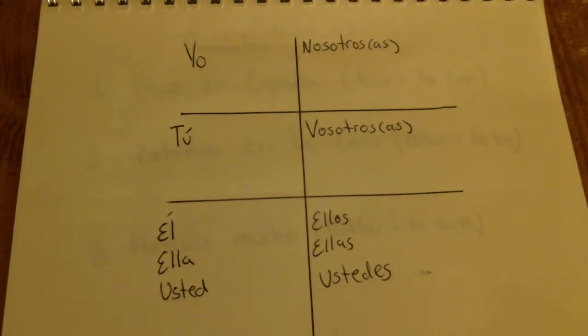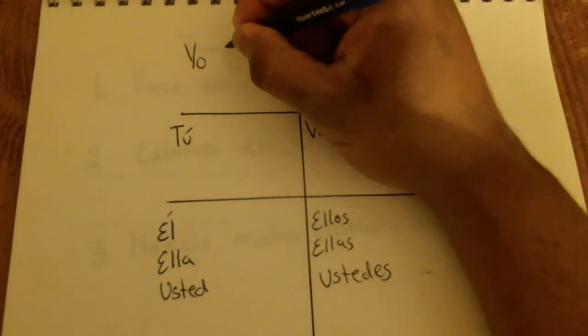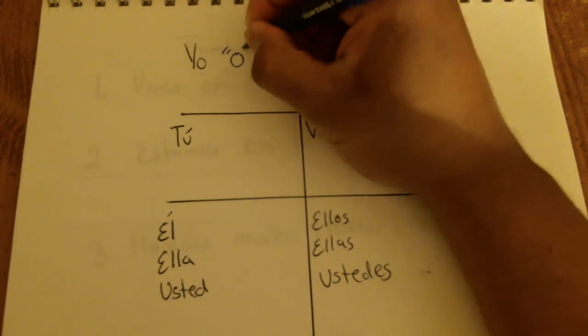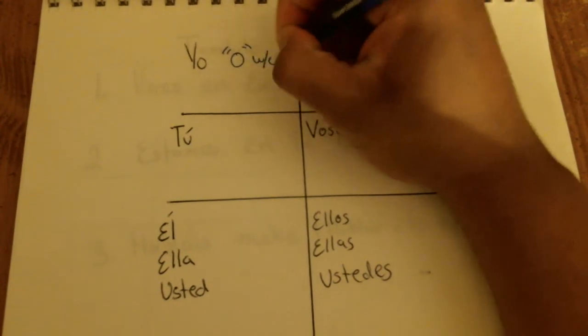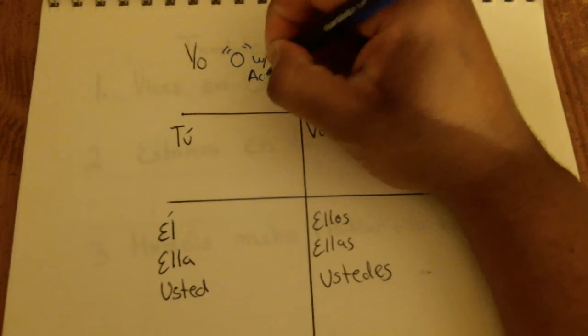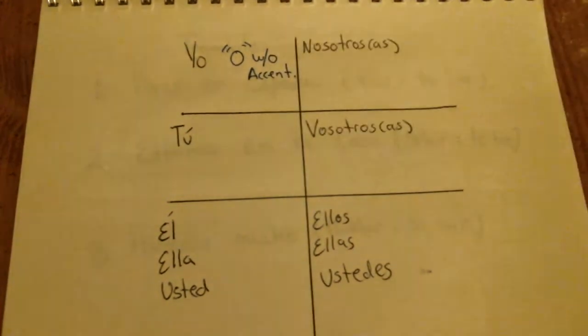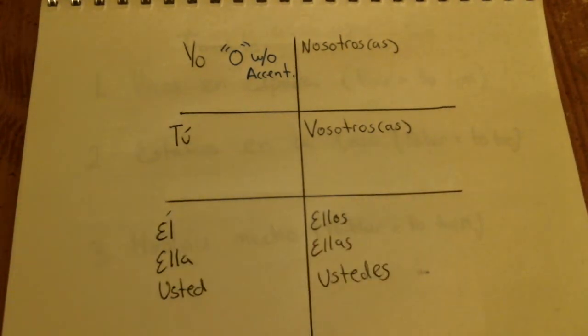Let's take yo, for example. Typically, a verb that is in the yo form ends in an O without an accent mark. Okay, it's very important. If you have a verb that ends in an O with the accent mark, then it's really in the él, ella, usted form in the preterite tense, or a type of past tense. But don't worry about that for now. You're just starting, so we'll talk about that in a much later lesson.